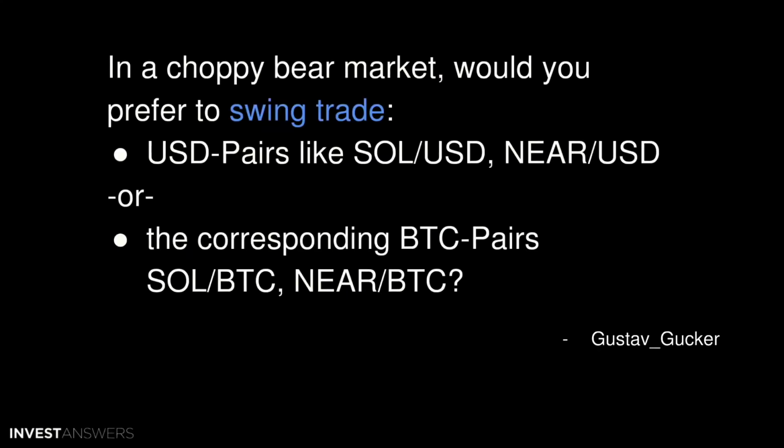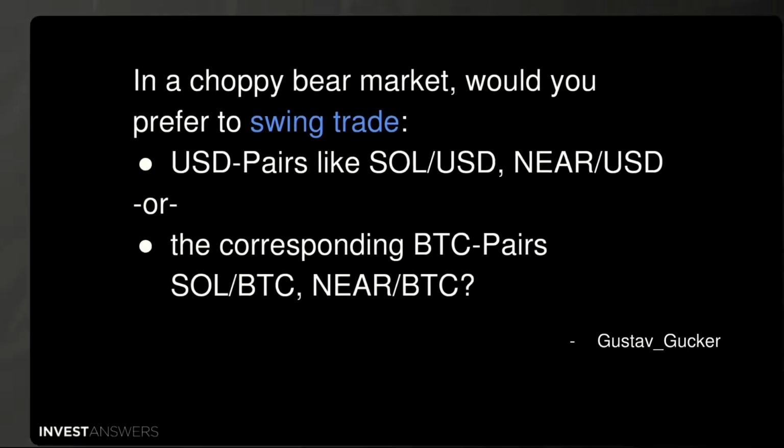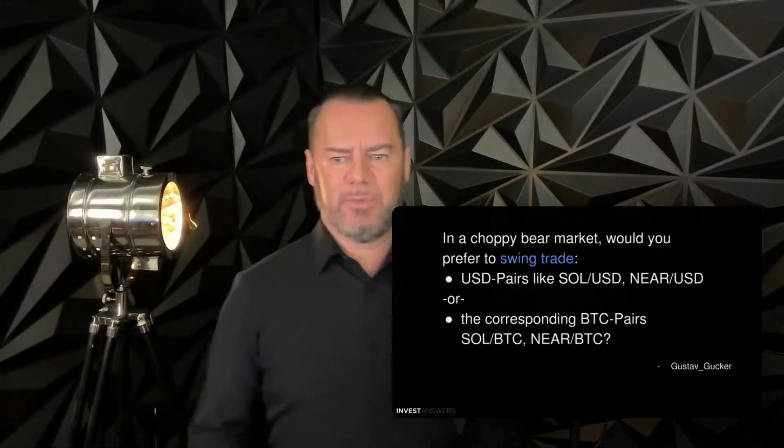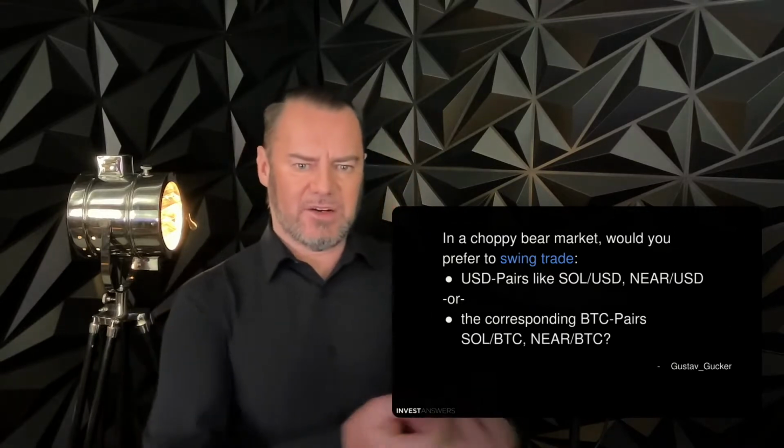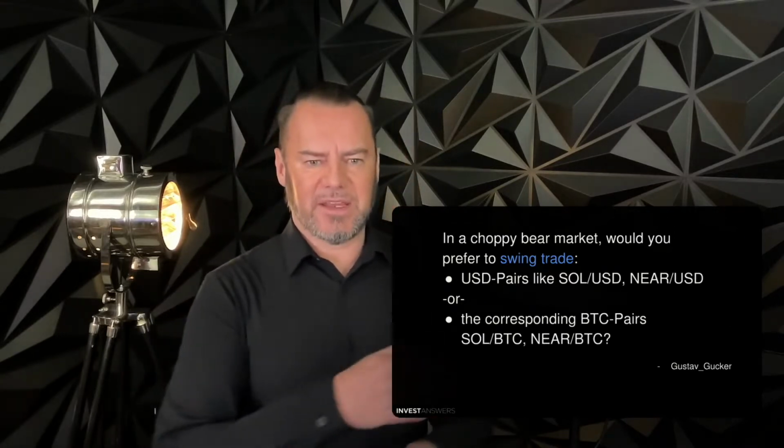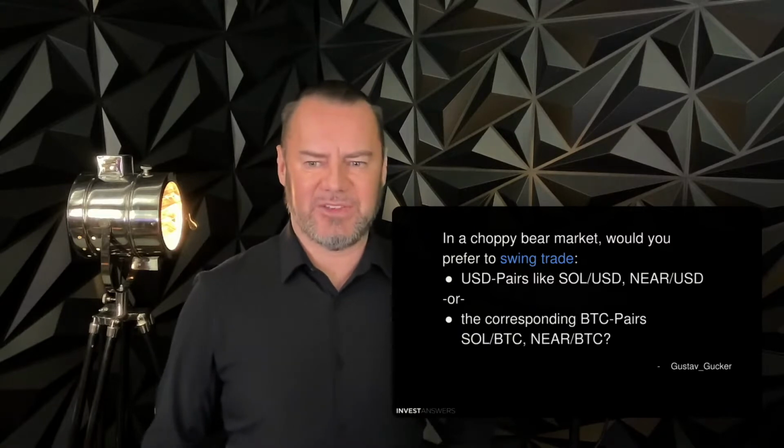In a choppy bear market, would you prefer to swing trade, for example, US pairs like Sol USD, Near USD, or corresponding Bitcoin pairs, Sol BTC, Near BTC? Great question. And it's always better to trade crypto for crypto so you don't get the kind of loss of exchange, loss of value in between going from, say, a crypto to a dollar back to a crypto.